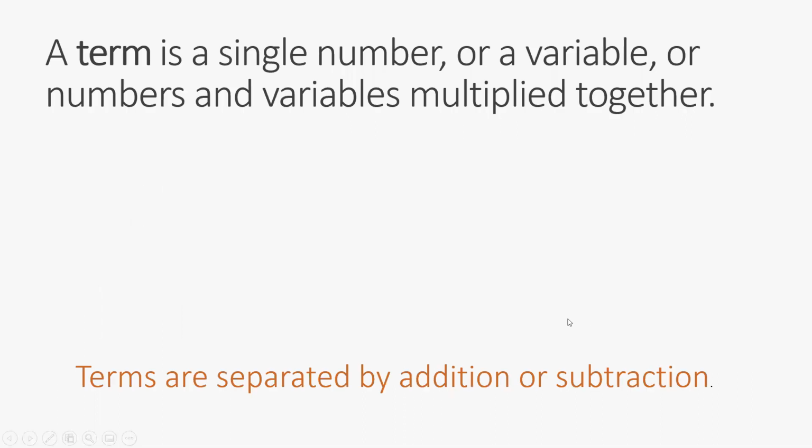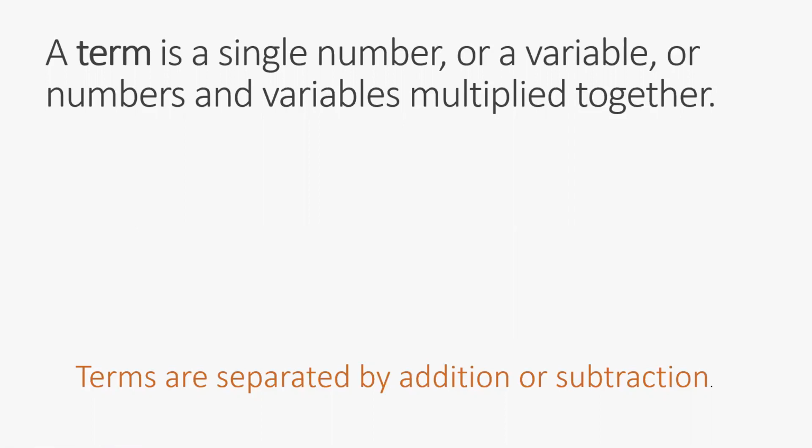So the first thing we need to talk about is a term. So a term is a single number, like 5, or a variable like x or y or a or b or c, or a number and a variable multiplied together like 5c, or even something like 7x squared. You can have an exponent.